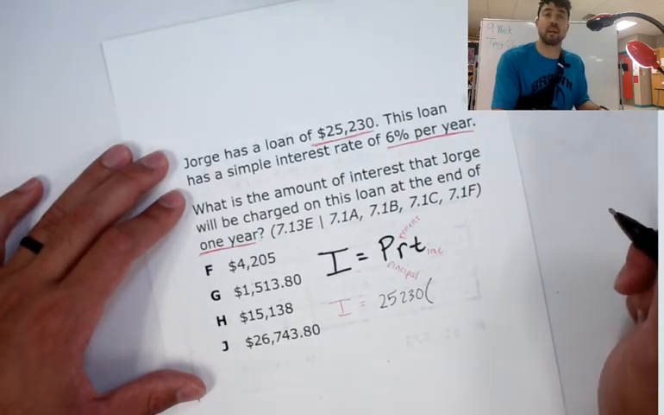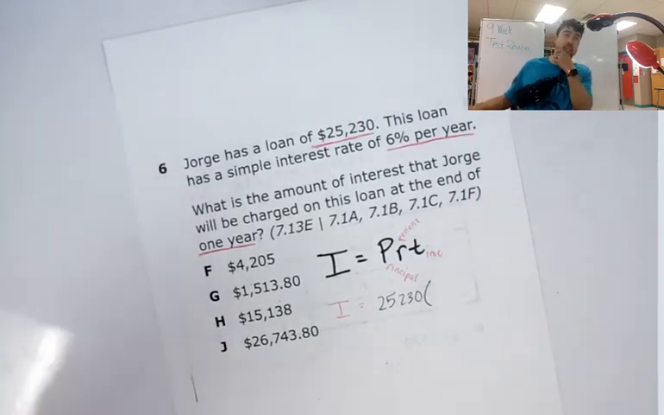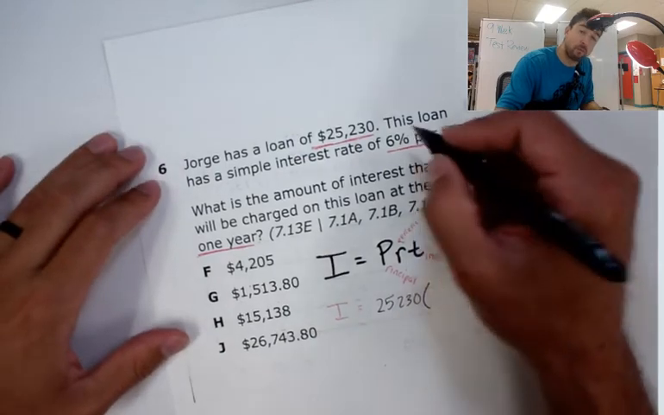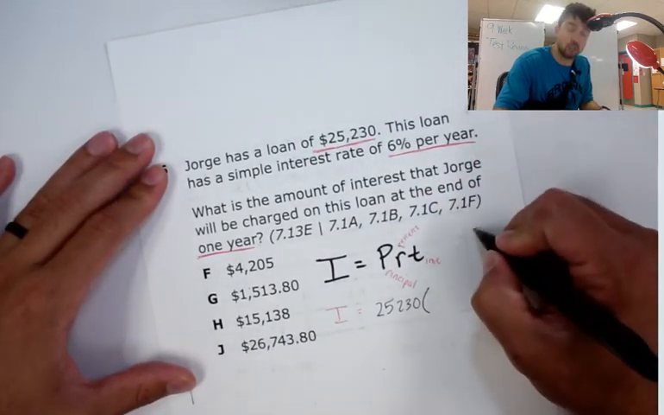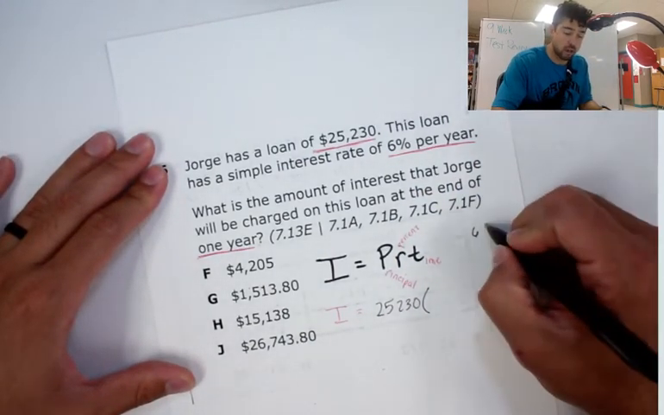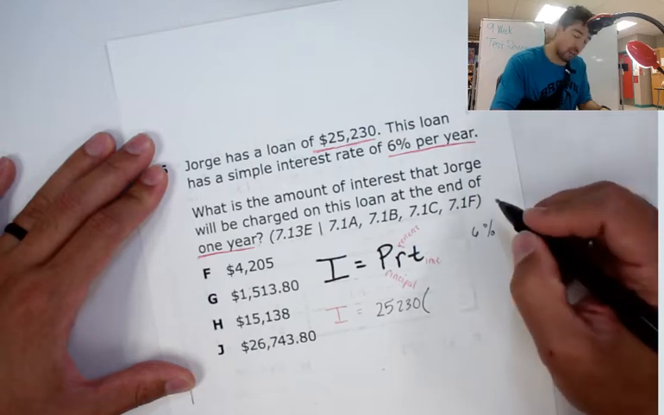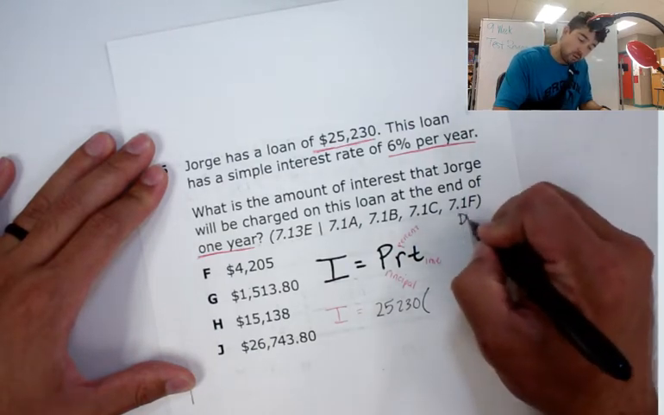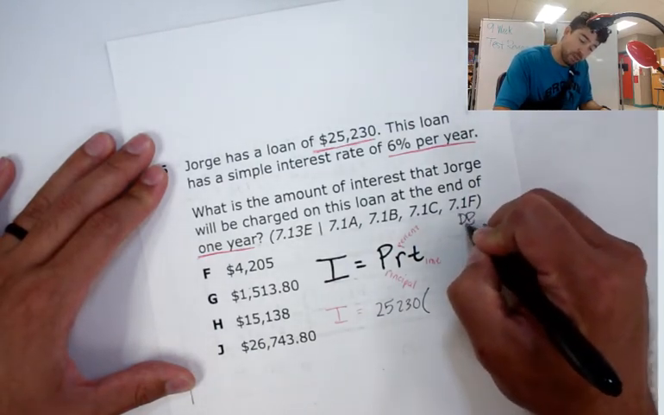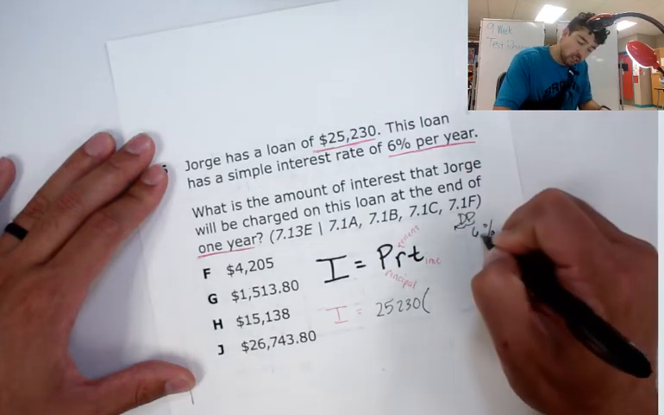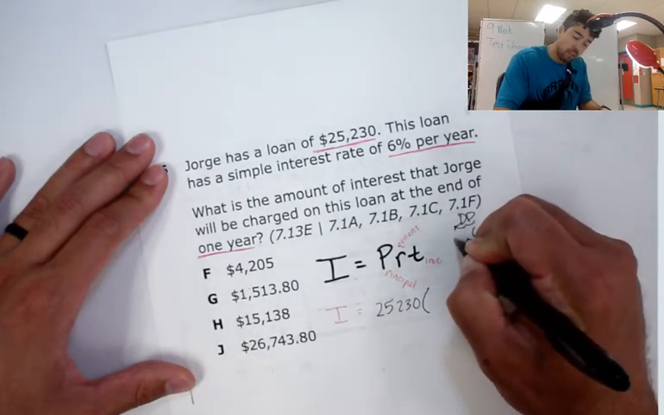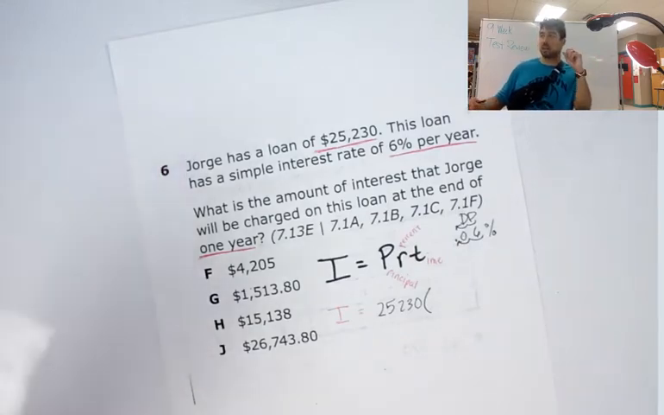What is the rate here? What did we say the rate was? The percentage? 6%. Before we can use 6% and multiply it, what do we have to do to it first? Convert it to a decimal. So, we're going to go from percent to decimal, 2 spaces to the left. That becomes 0.06 or 6 hundredths.